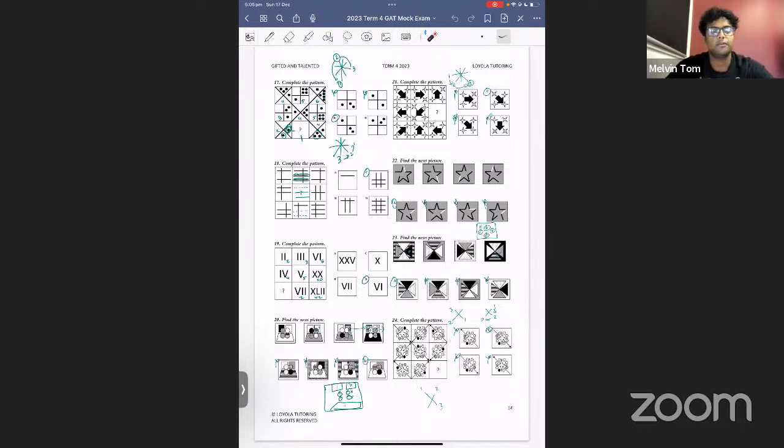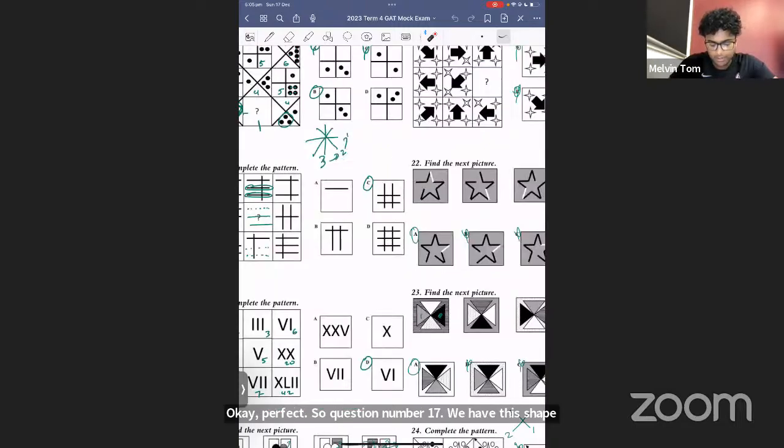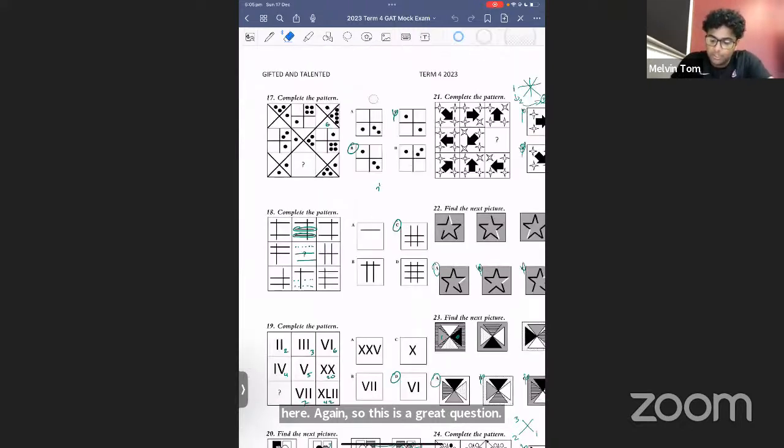Okay, perfect. So question number 17, we have this shape here. Again, this is a grid question. And if you guys remember from before, usually with these grid questions, we either go across or down. So let's try that out.